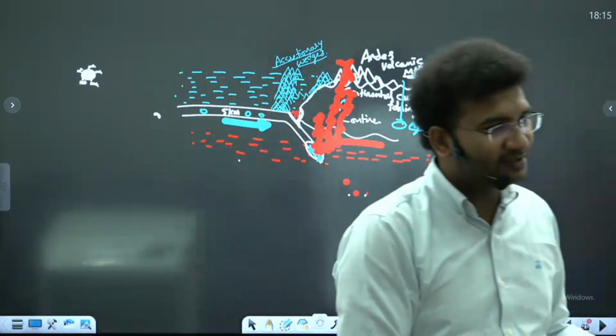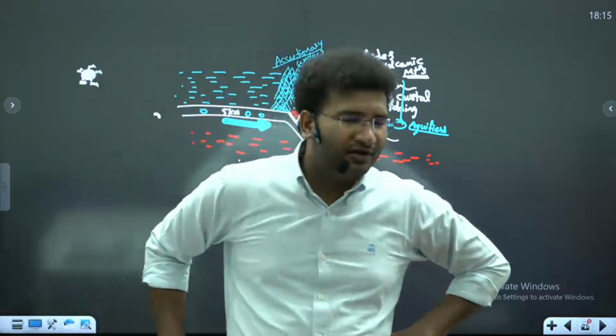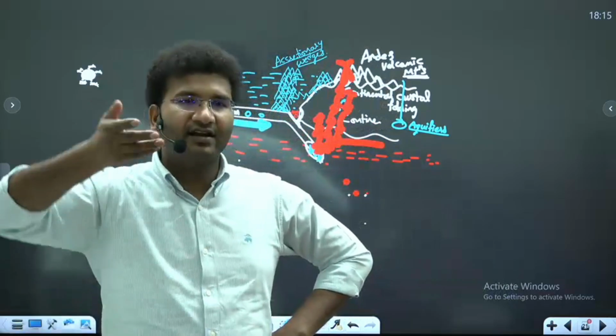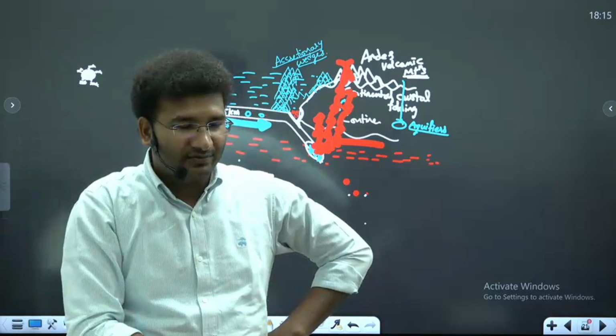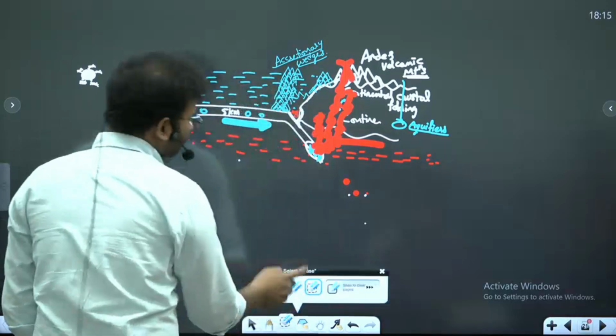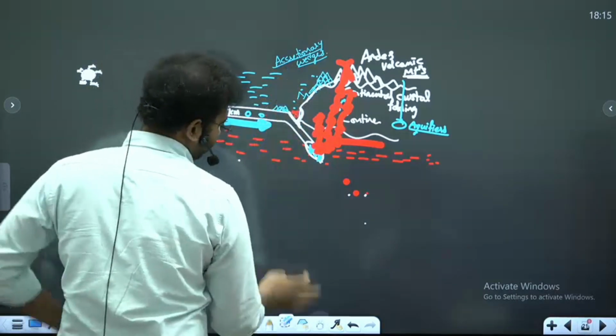तो accretionary wedges में oceanic material होगा या continental material होगा? Dominantly oceanic material will be there, right? And these accretionary wedges, when they rise above the surface of the earth, they can become islands also. ठीक है? So this accretionary wedges, most of the times, they are present here.